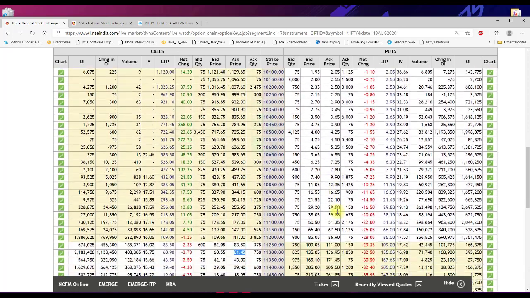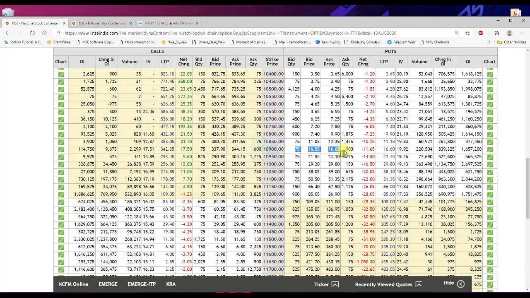Again, if you are bearish, same way you can buy based on whatever margin or whatever risk capability you have. You can buy this put, or even you can buy this put, or you can buy this put based on your expectation and your expected target. So this is how these things are.